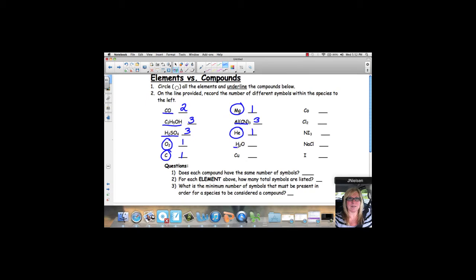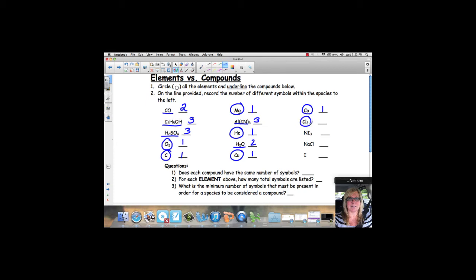H2O is water. It's a compound, 2 different symbols. Copper is an element with 1 symbol. This is cobalt. It's a big C with a little o. This is an element, 1 symbol. This is chlorine. It's an element.